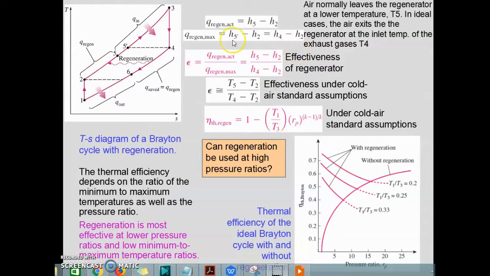So here is how we formulate the regeneration in the Brayton cycle. If you look here, air normally leaves the regenerator at a lower temperature T5. So T5 here is the minimum temperature before regeneration. After we regenerate using the temperature at T4, the maximum regeneration temperature will be at T5 prime. This is the maximum temperature before it enters the boiler. After the boiler at state 3, it further increases the temperature. This we call the ideal case. In the ideal case, the air exits the regenerator at the inlet temperature of the exhaust gas T4, which means the temperature here is the same as the exhaust temperature at T4. So this is the ideal condition.